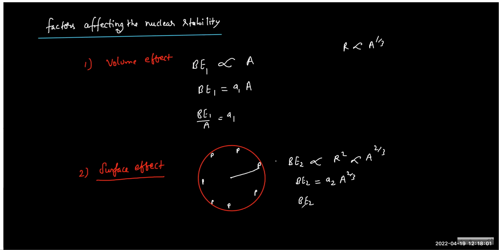So the binding energy per nucleon will become how much? A power minus 1 by 3, correct? So the binding energy per nucleon, due to the surface effect, will decrease. The decrease in binding energy per nucleon, you can write like this, will be this much.